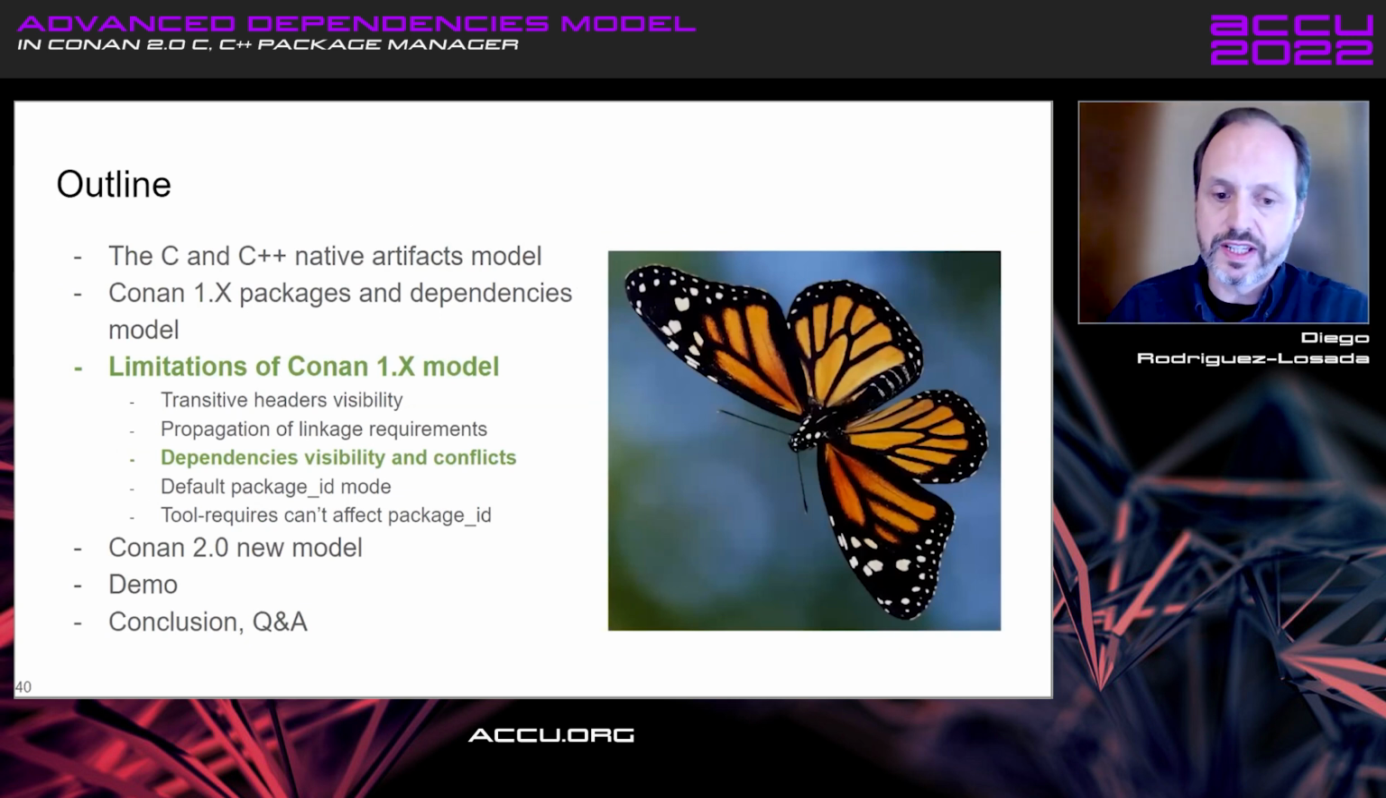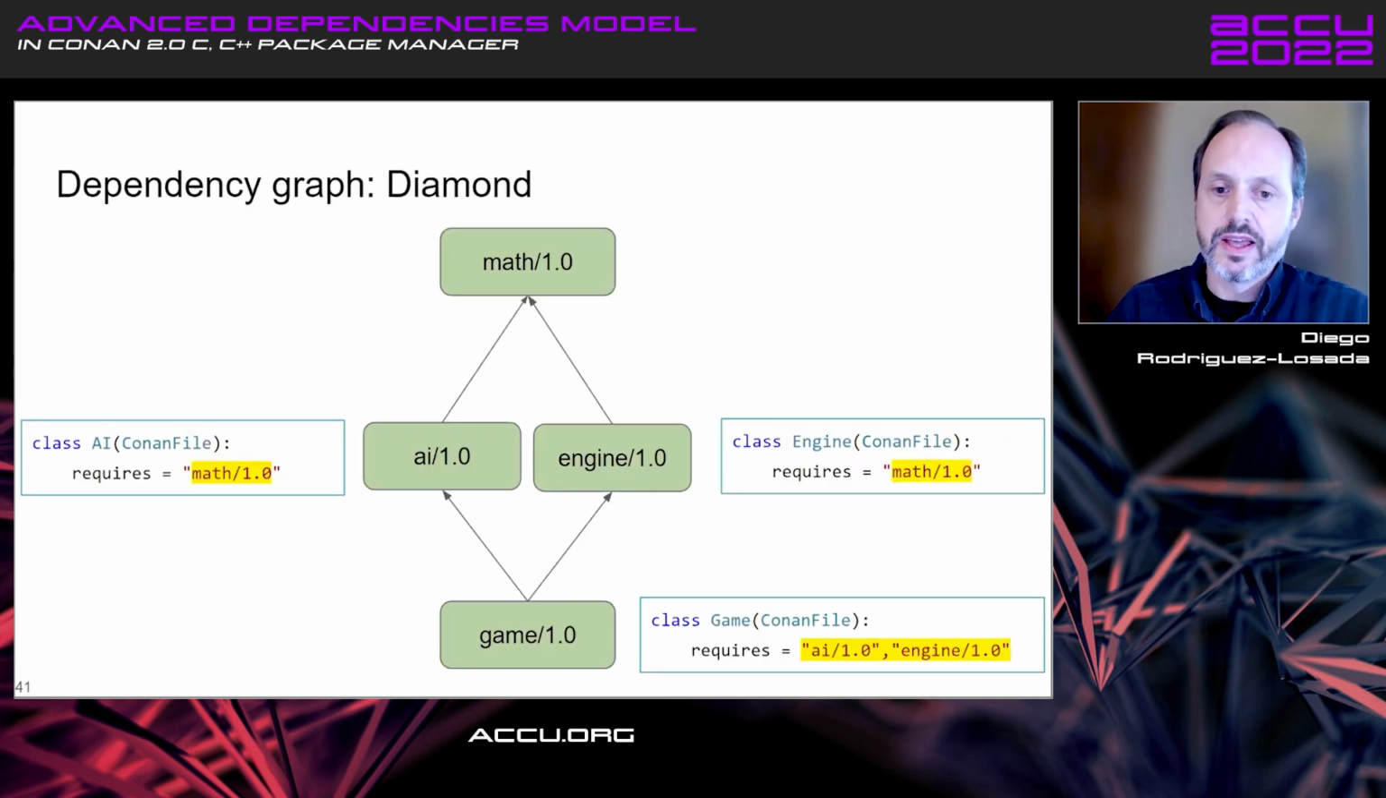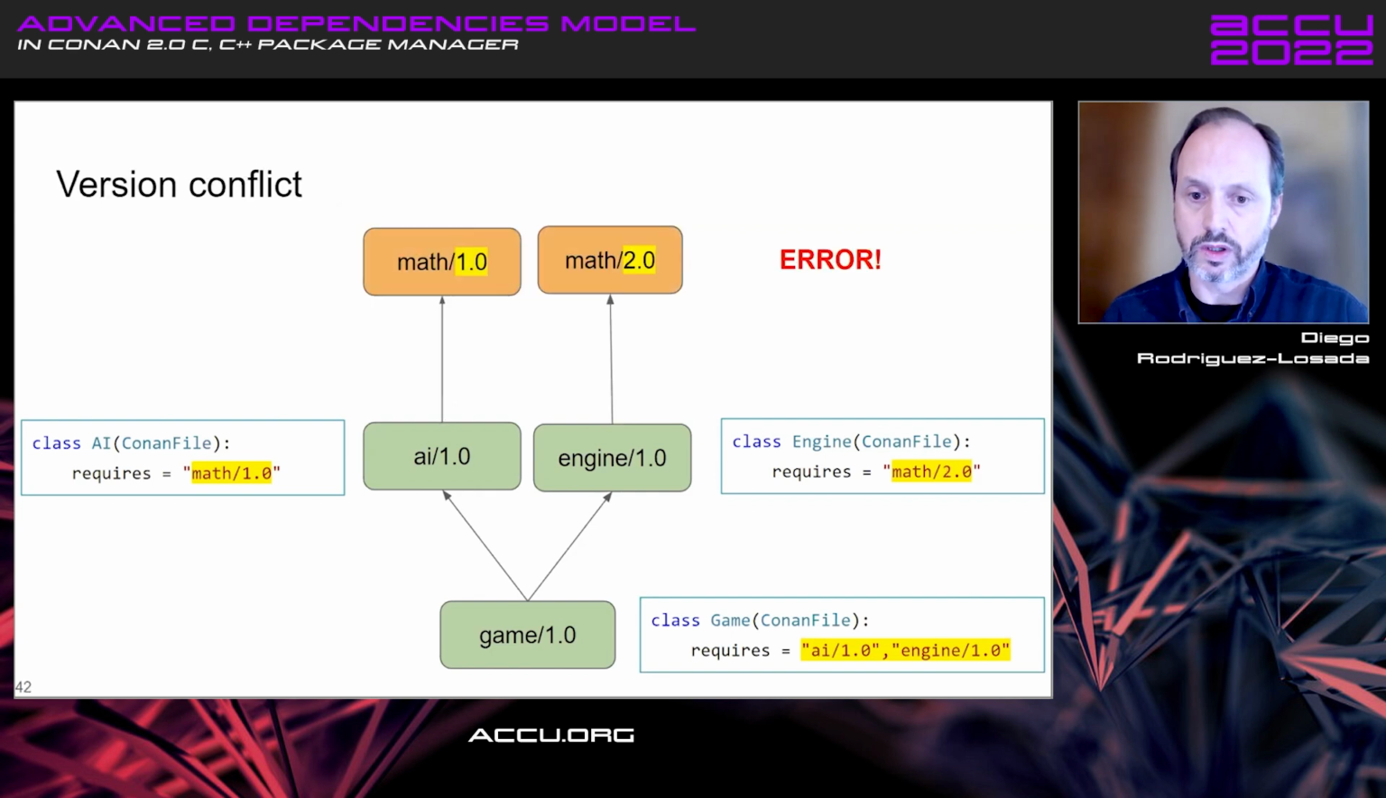Okay, about conflicts and dependencies visibility. This is the typical diamond structure that we can have in dependency graphs. In this case, we have an artificial intelligence package that also depends on math. It defines its requires to math 1.0, besides the engine package that already depended on math. And if game now depends on both the artificial intelligence package and the engine package, we will have this diamond structure. Okay, so far, this is good, this works.